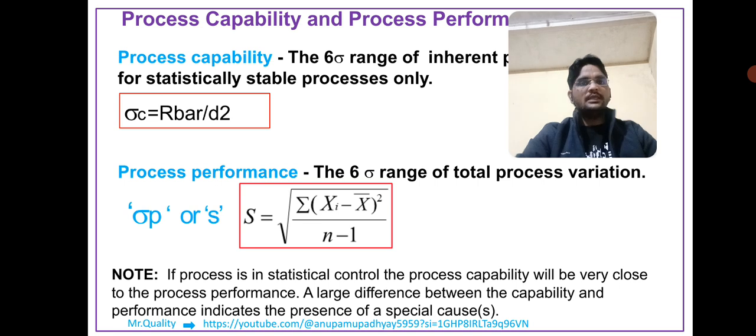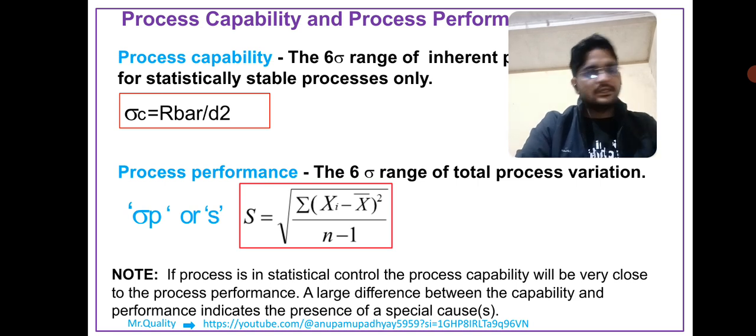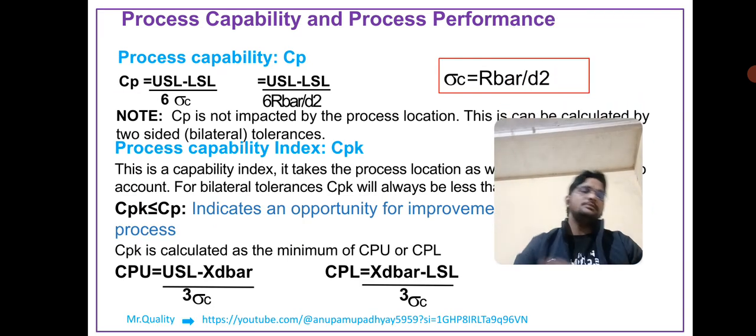If the process is in statistical control, the process capability will be very close to the process performance. If there are large differences between capability and performance, that indicates special or assignable causes are present in the process, and we should remove those special or assignable causes.